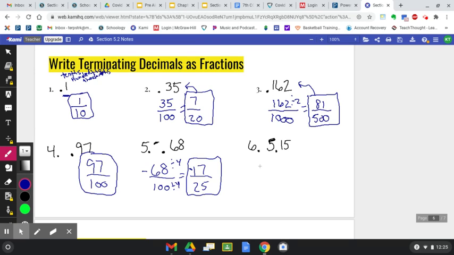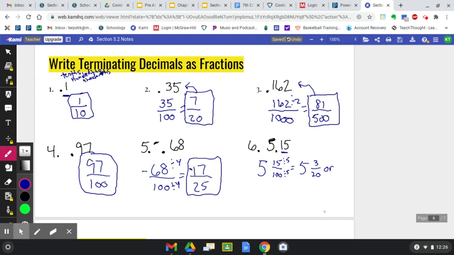Now with number 6, I know that 5 is the whole, and then the 15/100ths is the part, right? And so I can keep that as 5, and I can reduce this. I know 5 goes in there, so I'm going to divide by 5, divide by 5. So 15 divided by 5 is 3. 100 divided by 5 is 20. So that's 5 and 3/20ths.